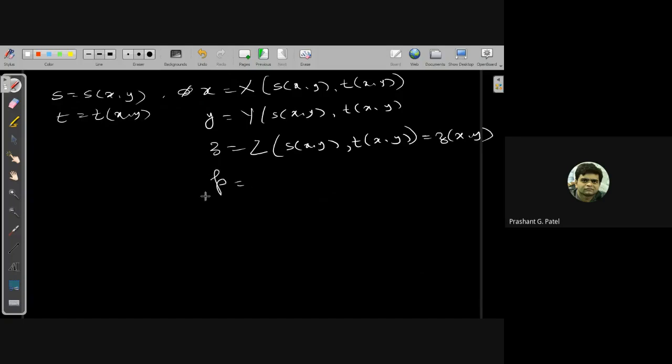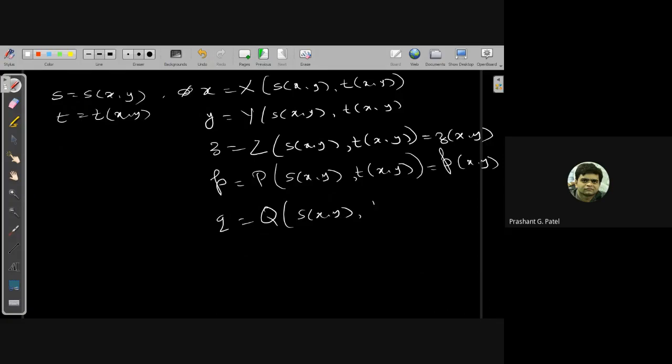Then we have p, that is capital P of s of xy, t of xy, which is a function of x and y. And then the last one is q equal to Q of s of xy and t of xy, which is a function of xy.